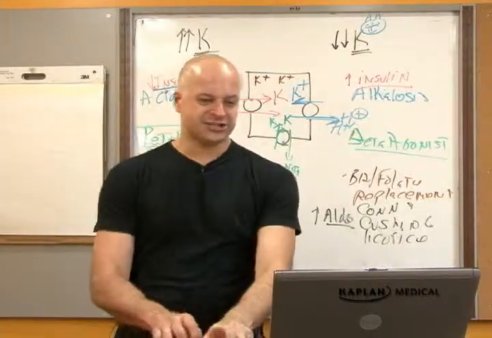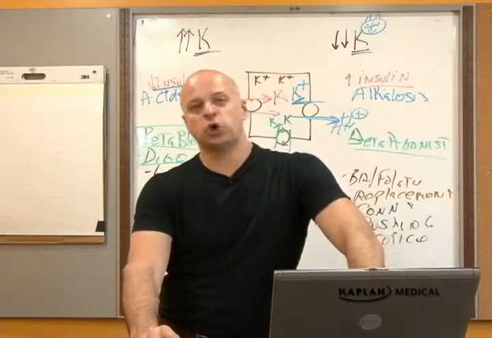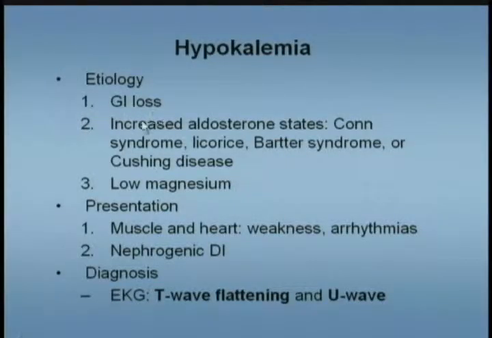Well, let's look at our tape here. GI loss of potassium, yeah, particularly from the colon. The colon is a potassium excreting organ. Aldosterone makes you retain sodium and excrete hydrogen ions. So if you have extra aldosterone, you're going to excrete potassium.